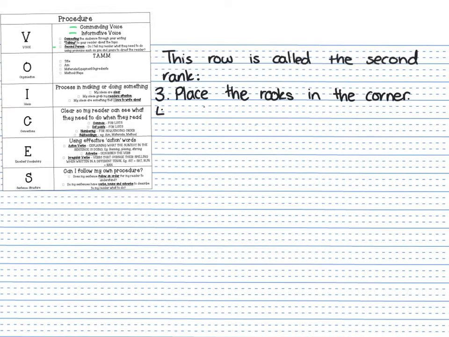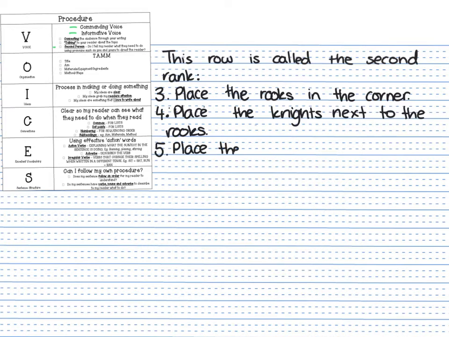And then here 4, place the knights next to the rooks. After you've done that, you have to go step 5. Place the bishops next to the knights.